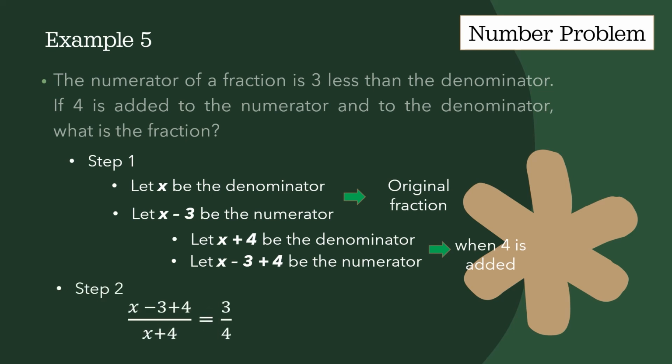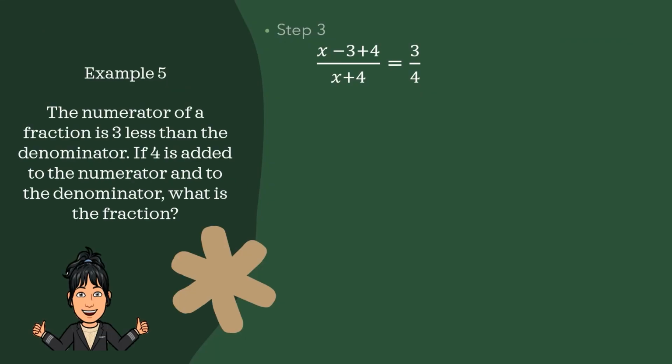Step 2. Our equation is x minus 3 plus 4 over x plus 4 is equal to 3/4. For step 3, our equation is x minus 3 plus 4 over x plus 4 is equal to 3/4. We can combine negative 3 and positive 4 in the numerator and that becomes 1. So we have x plus 1 over x plus 4 is equal to 3/4.